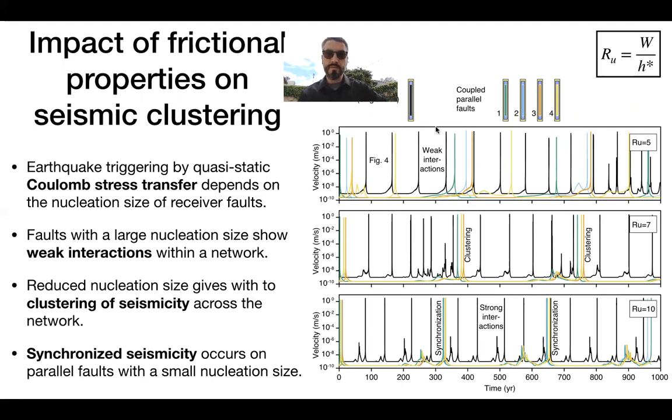So what we observe is that when the nucleation size is large, the interactions are weak. And so there's no strongly coupled recurrence patterns. And when the nucleation size is decreasing, we first observe clustering with shorter recurrence times between events. And when the nucleation size decreases even more, we observe tight synchronization of seismic ruptures among these different faults. So the seismic clustering and synchronization occurs as a function of the separation distance of faults, but also their frictional properties.